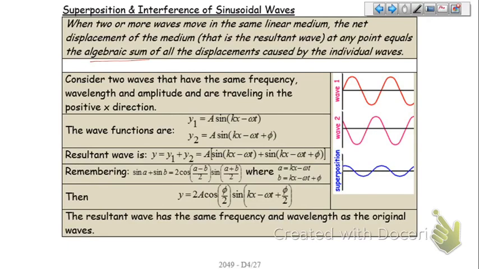So consider two waves that have the same frequency, same wavelength, same amplitude, and are traveling in a positive x direction. So they're both traveling in that direction, but they're kind of out of phase with each other. Well, this would be a sine wave, A sin(kx - ωt). We did this before, didn't we? And what we said was, if you don't start off at the appropriate time, then we're going to account for that with a phase angle, which is what that is.